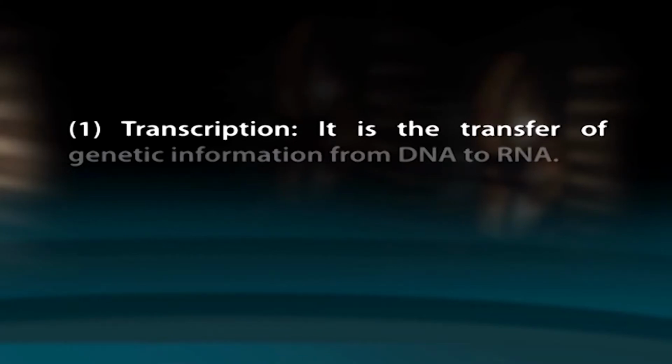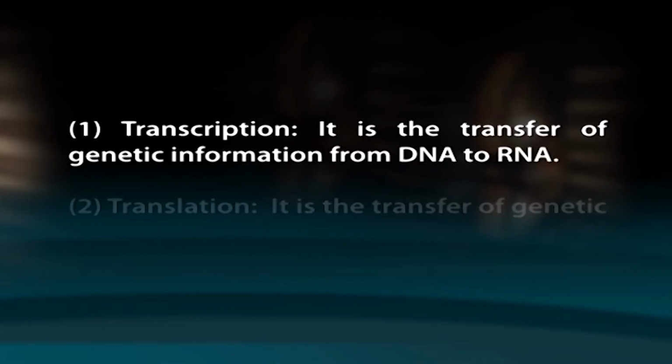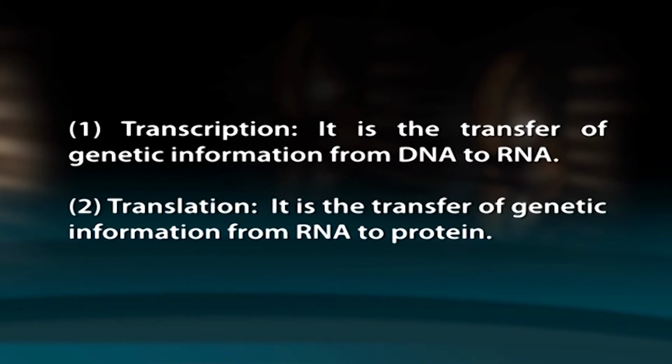According to the central dogma of molecular biology, genetic information flows from DNA to DNA during its transmission from generation to generation and from DNA to protein during its phenotypic expression in an organism. The transfer of genetic information from DNA to protein involves two steps. 1. Transcription. It is the transfer of genetic information from DNA to RNA. And 2. Translation. It is the transfer of genetic information from RNA to protein.